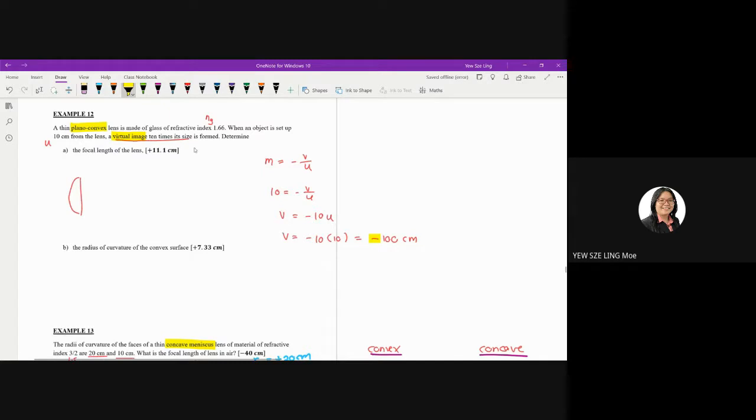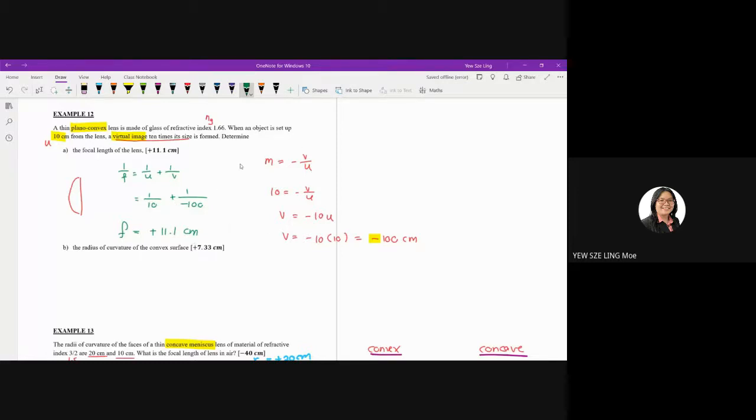So, determine the focal length. Now that I have v equals negative 100 and I have u equals 10, I can determine f by using 1 over f equals 1 over u plus 1 over v. So it is equal to 1 over 10 plus 1 over negative 100. If you got it right, your f should be equal to positive 11.1 cm.